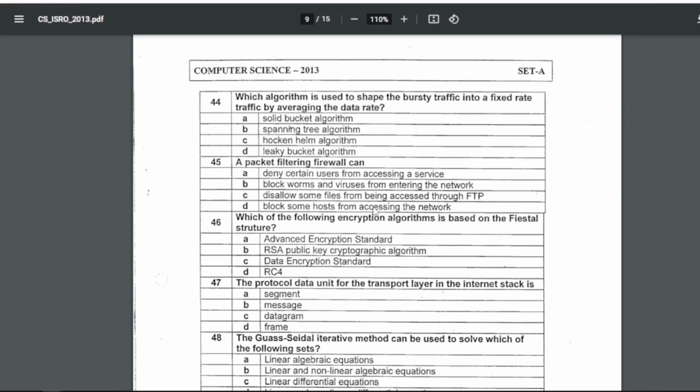Next question is 46. Which of the following encryption algorithms is based on the Feistel structure? So basically the answer is C, that is Data Encryption Standard. So Feistel cipher is not a specific scheme of block cipher. It is a design model from which many different block ciphers are derived, right? So DES is just one example of a Feistel cipher, and a cryptographic system based on Feistel cipher structure uses the same algorithm for both encryption and decryption.